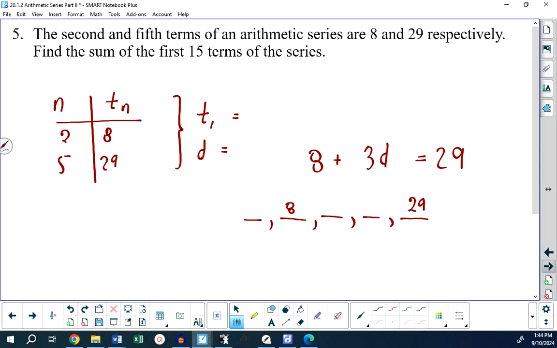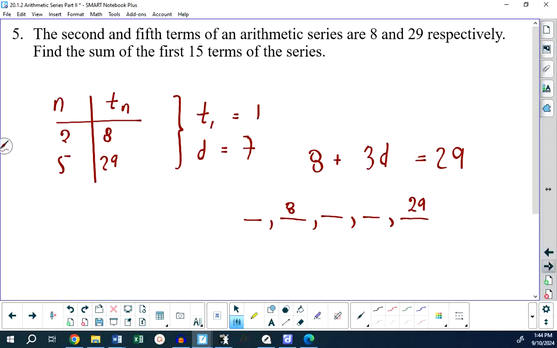Finding D is easy. Can you please calculate D for me? Have you got it? It's 7. Good. So the common difference is 7. How do we find the first term? Well, you don't always have to use a formula. The first term is 1. Look at the diagram. If the common difference is 7 and the second term is 8, the first term had better be 1.